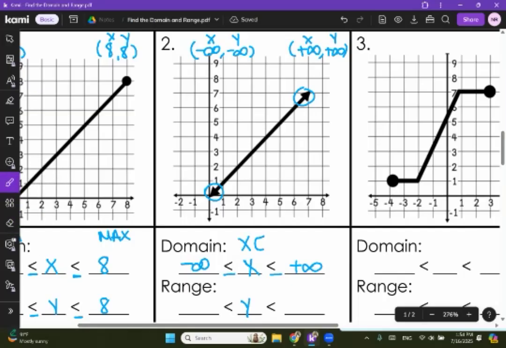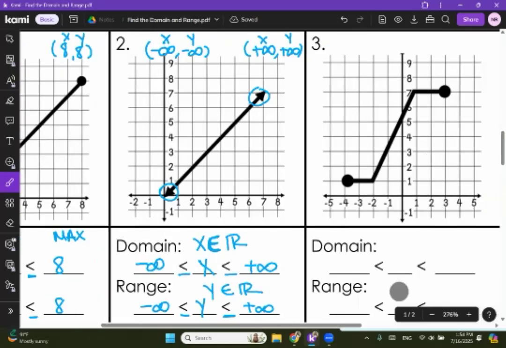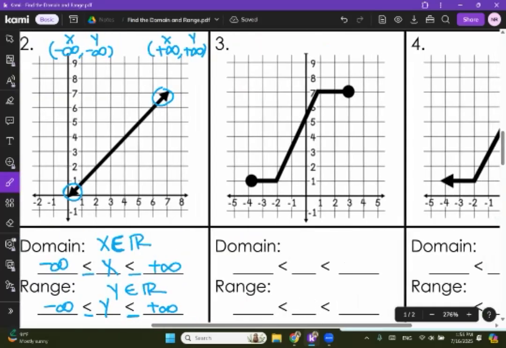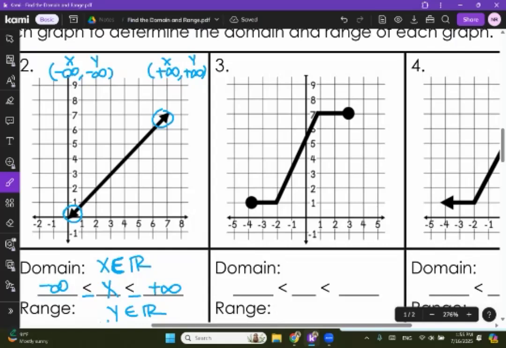X is a set. It's like a C turned into an E. X is a set of all real numbers. Range goes from negative infinity, closed circle. All infinities are going to be closed circles. We have infinity on both sides, so Y is a set of all real numbers. Okay, you can write out the words all real numbers as well, up to you.